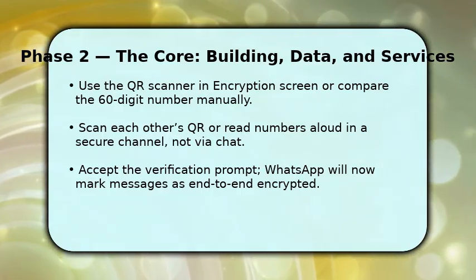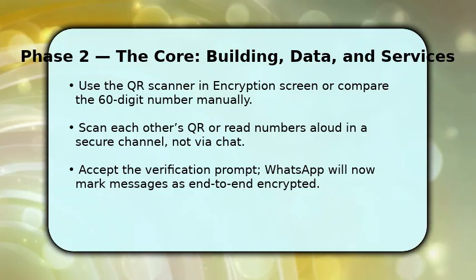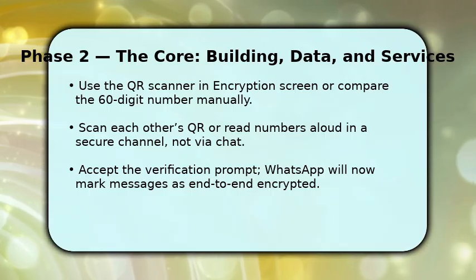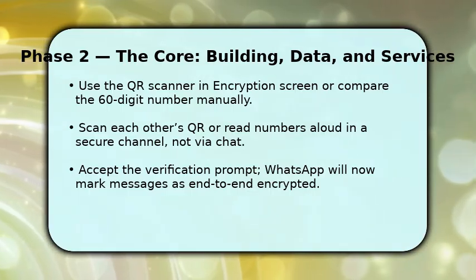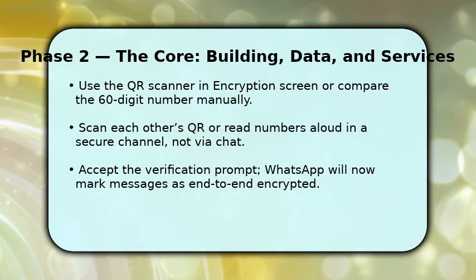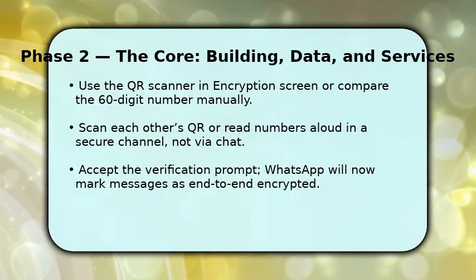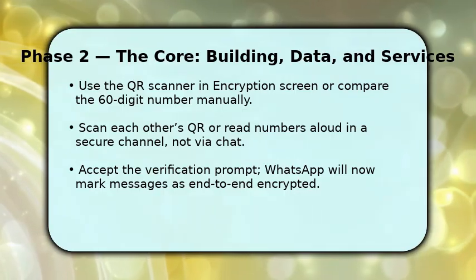If both are together, tap scan code and point your camera at their QR. Otherwise, compare the 60-digit code aloud or over a trusted call. Once the scan code or numbers match, tap verify. This exchange confirms that the public keys belong to your contact, preventing man-in-the-middle attacks.